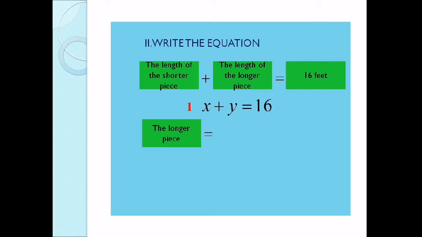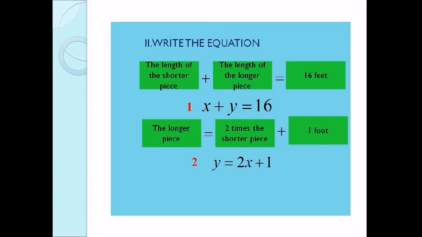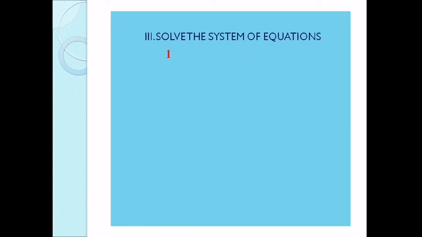Equation 2. The longer piece is equal to 2 times the shorter piece plus 1 foot. Therefore, y equals 2x plus 1. Y, the longer piece, is equal to 2 times the shorter piece, that is 2x plus 1. So therefore, yun po yung ating system na isosolve. So your equation 1 is x plus y equals 16. Equation 2 is y equals 2x plus 1.